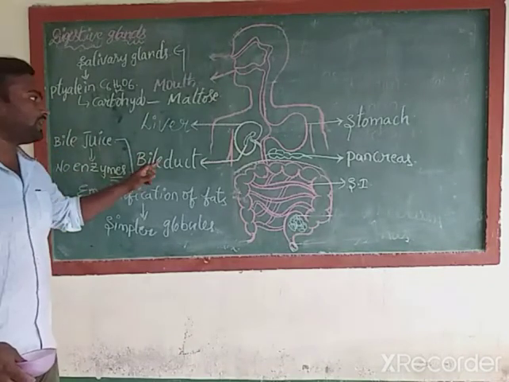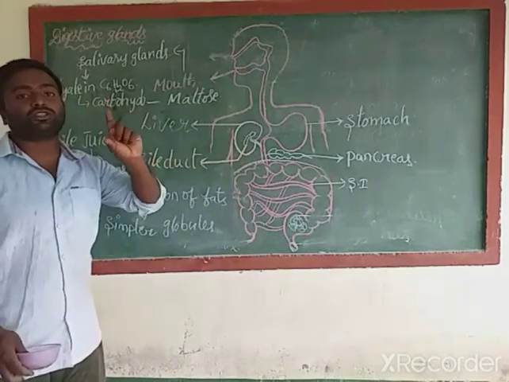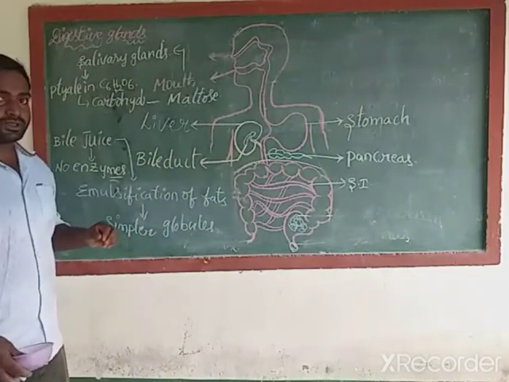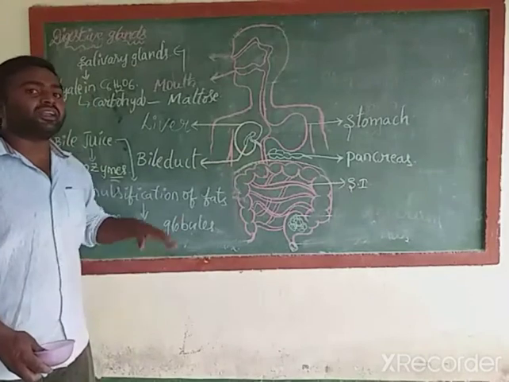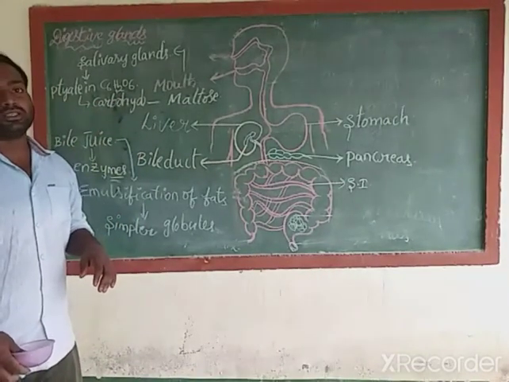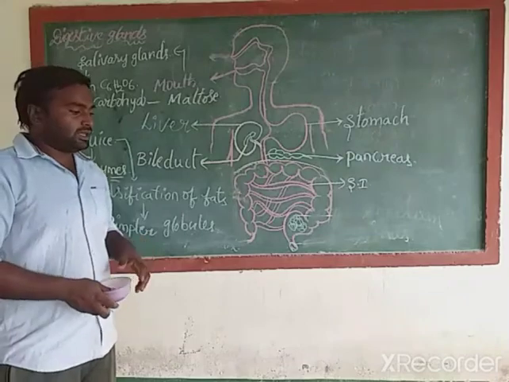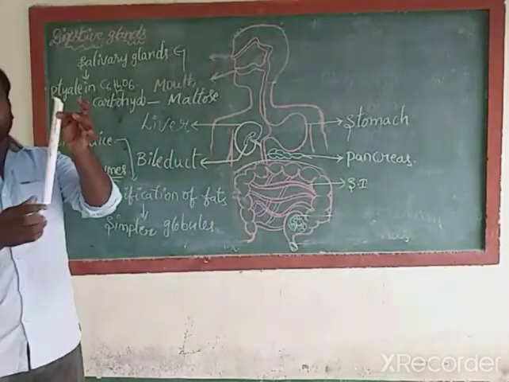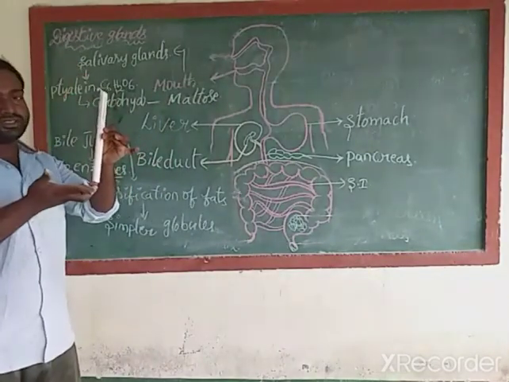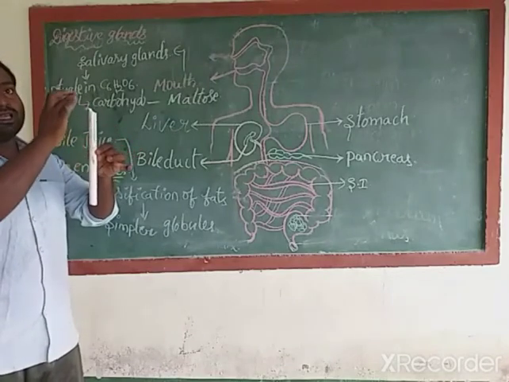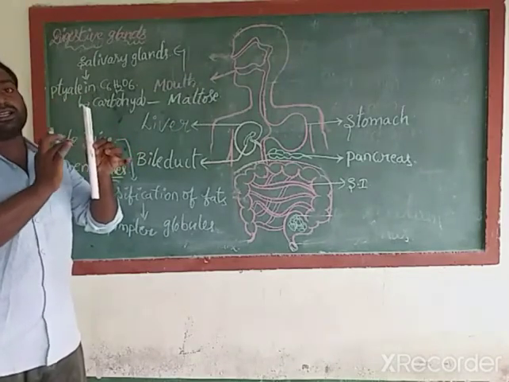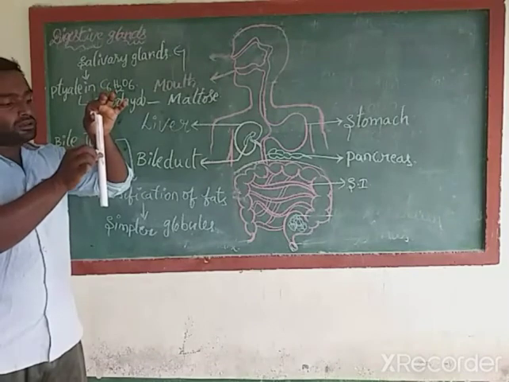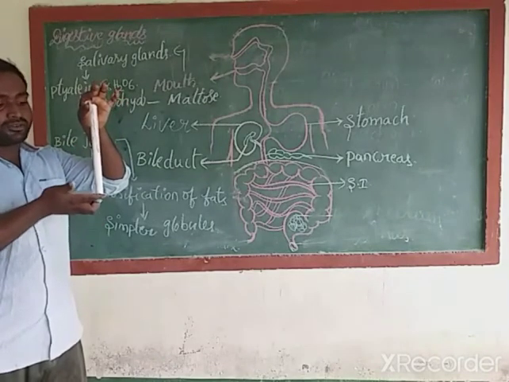In order to secrete the bile juice, our liver contains a duct. A duct means a small tube-like structure. The duct is called the bile duct. This bile duct releases bile juice into the duodenum. Duodenum is the starting part of the small intestine. The small intestine contains three parts. For example, let us imagine this is a small intestine. This is the starting part, this is the middle part, this is the ending part. These three parts have three names. The starting part is duodenum, the middle one is jejunum, and the final one is ileum.